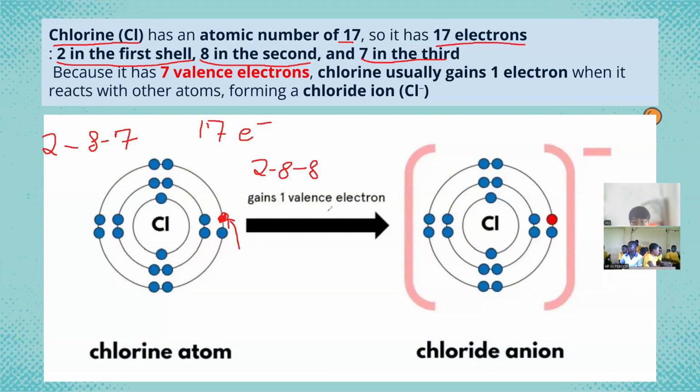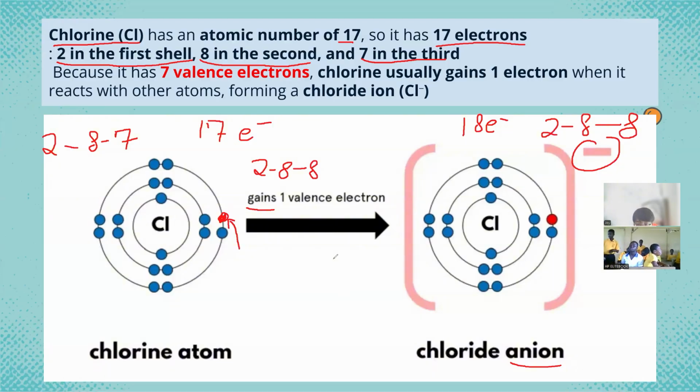It has a strong tendency to gain a valence electron. So now on the right, in the chloride ion, it has 18 electrons. It got an electron from somewhere else, and now 18 has a 2-8-8 structure. So the chloride ion is stable, and this is an example of an anion. An anion is when an atom gains one electron and has a negative charge.